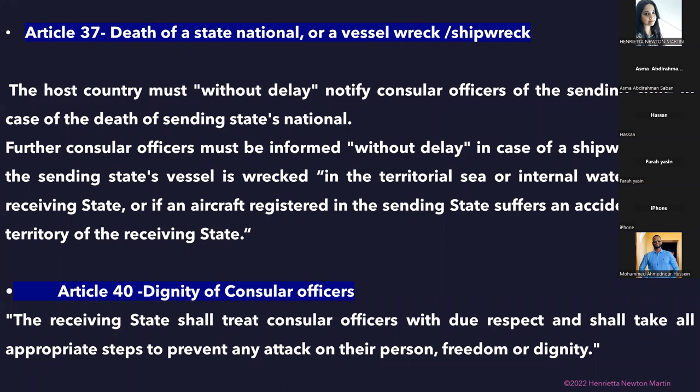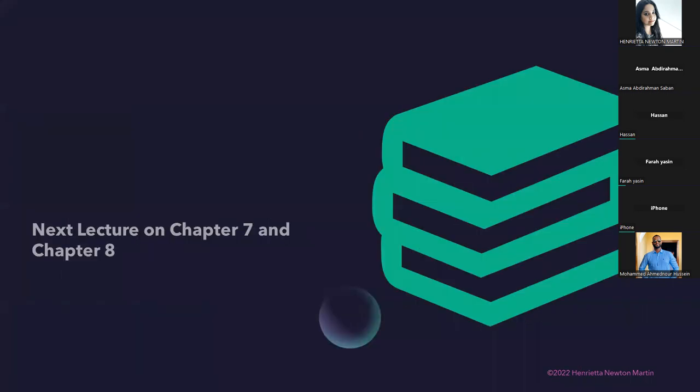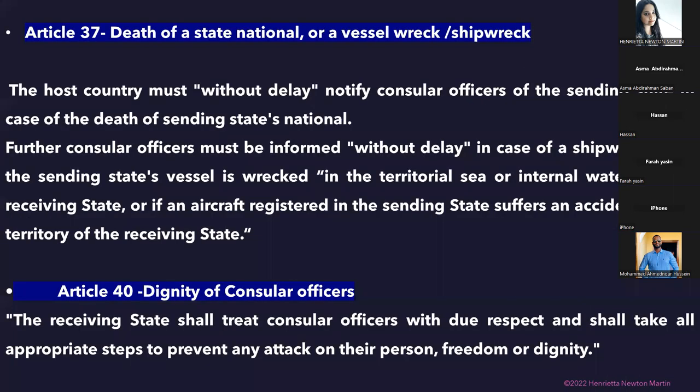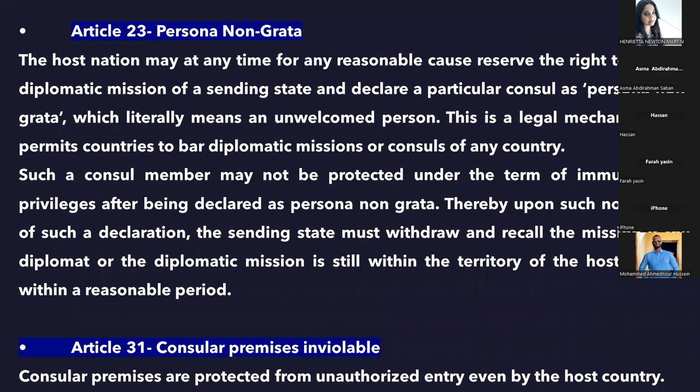Next, Article 40 talks about the dignity of consular officers, or consular dignitaries. So the receiving state shall treat consular officers or consular dignitaries with due respect and shall take all appropriate steps to prevent any attack on their person, freedom, or dignity. So this is it about the Vienna Convention.